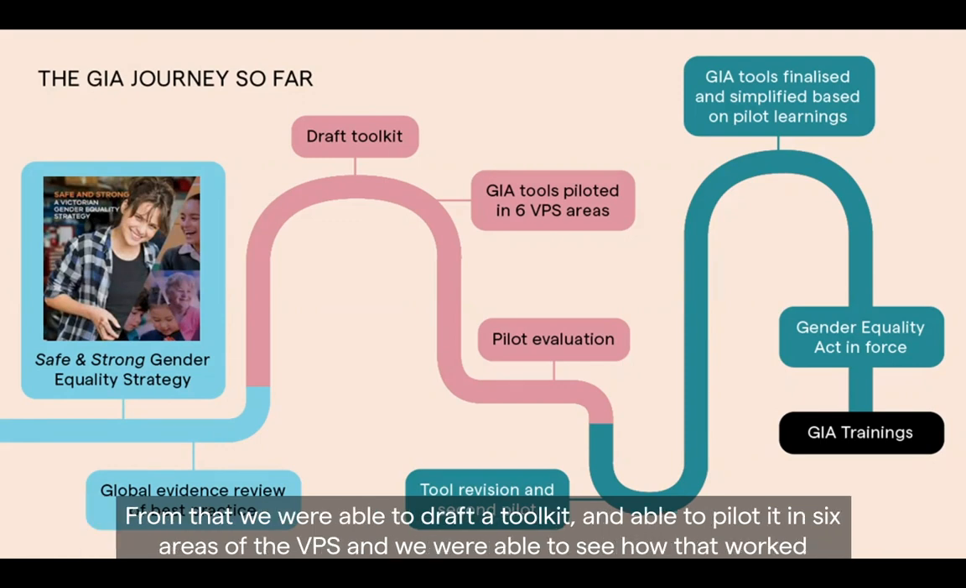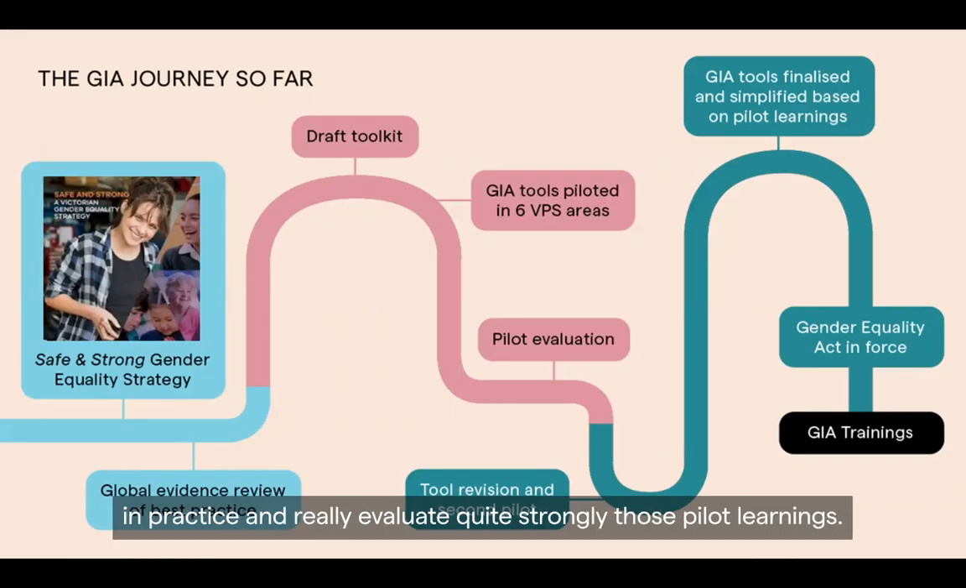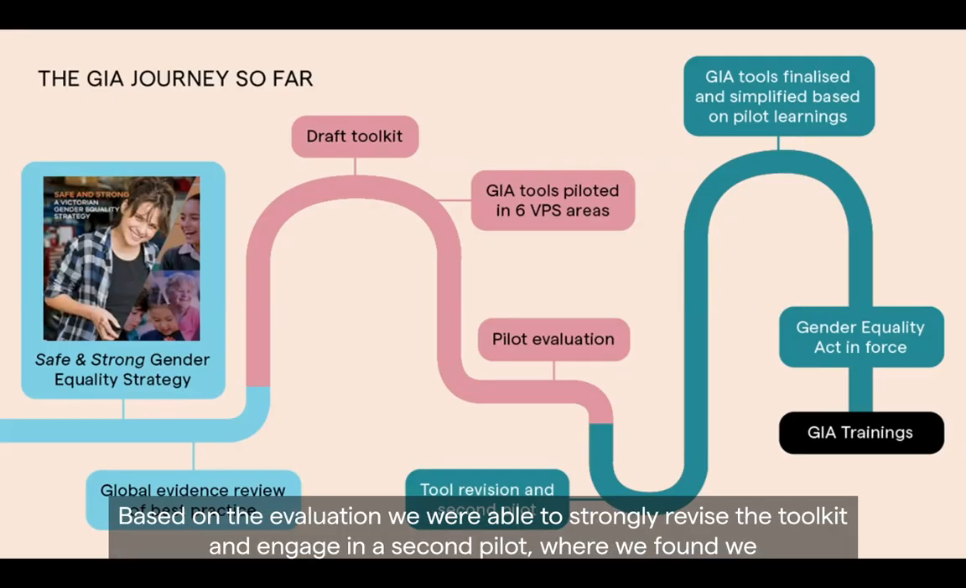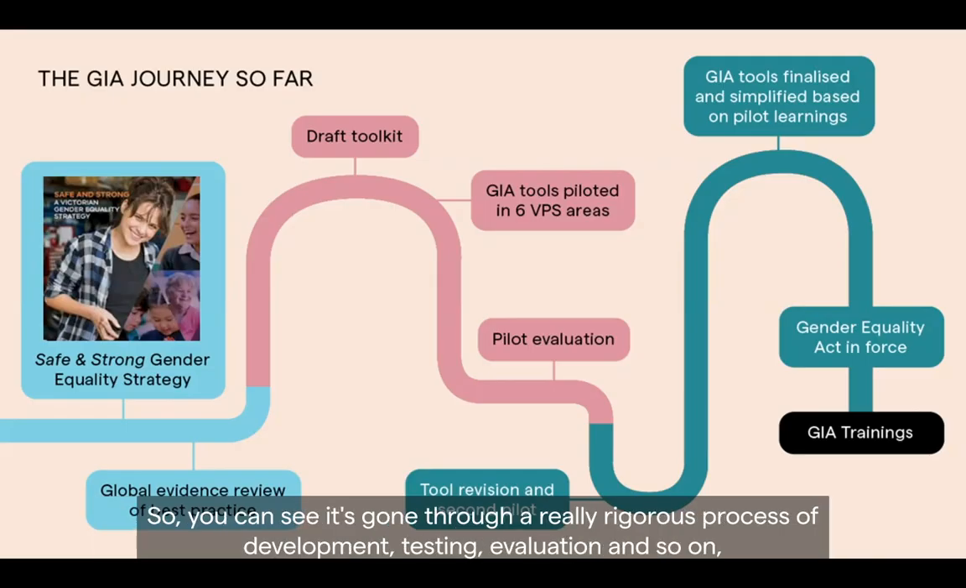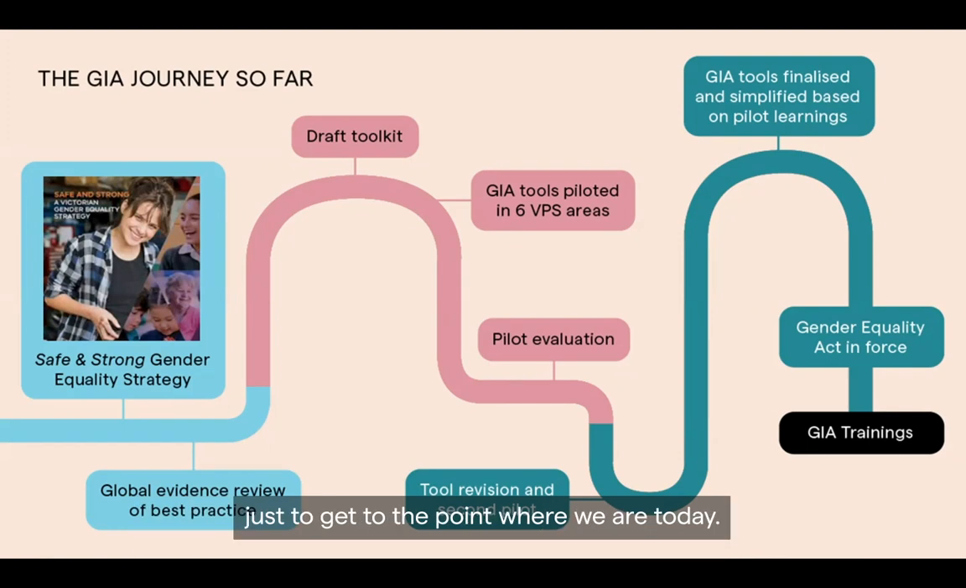From that, we were able to draft a toolkit and able to pilot it in 6 areas of the VPS. And we were able to see how that worked in practice and really evaluate quite strongly those pilot learnings. Based on the evaluation, we were able to strongly revise the toolkit and engage in a second pilot where we found we were able to simplify and really strengthen those GIA tools based on those pilot learnings. So you can see it's gone through a really rigorous process of development, testing, evaluation, and so on, just to get to the point where we are today.